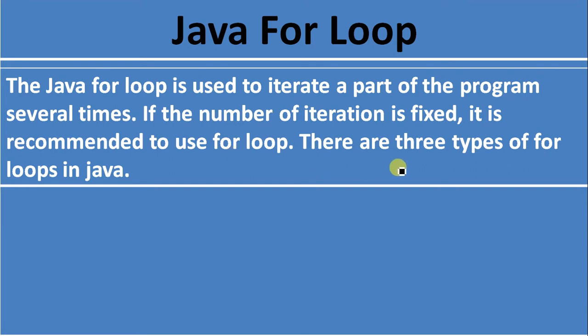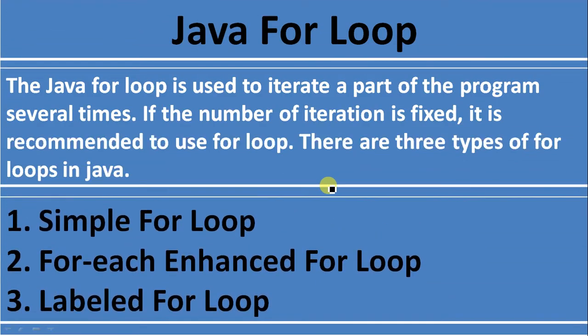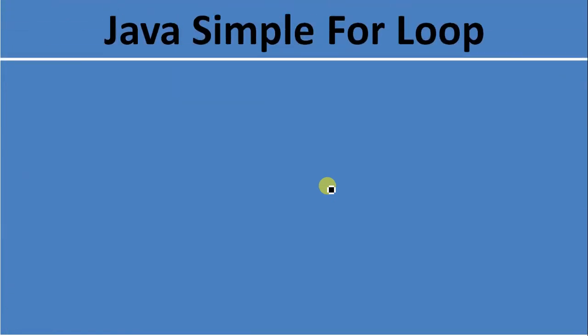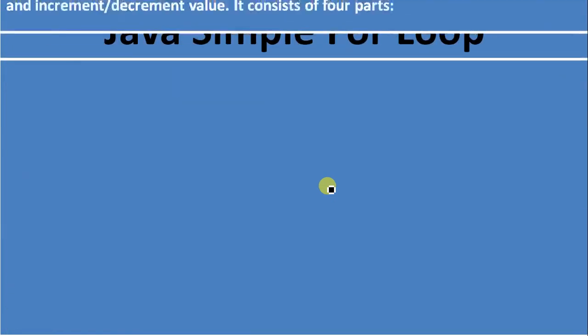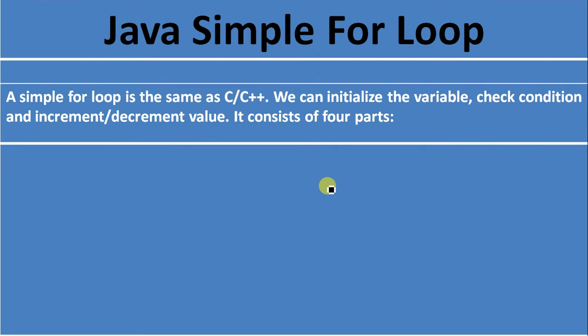There are three types of for loops in Java. Number one, simple for loop. Number two, for-each or enhanced for loop. Number three, labeled for loop. Java simple for loop. A simple for loop is the same as in C or C++. We can initialize the variable, check the condition, and increment or decrement the value.